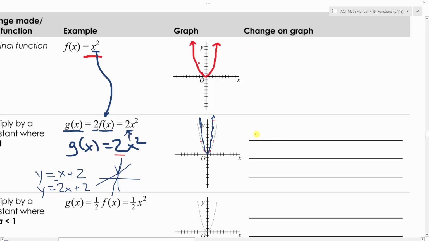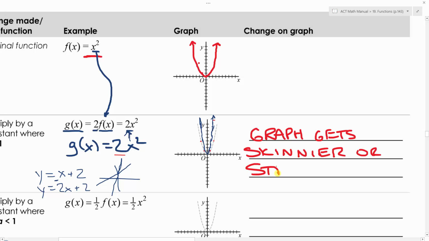So the change on the graph is going to be: graph gets skinnier or steeper or thinner.